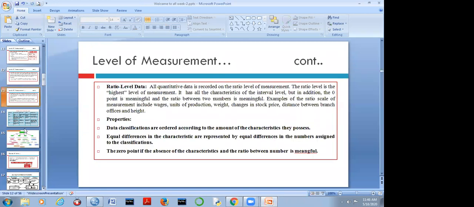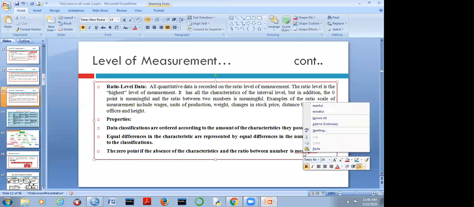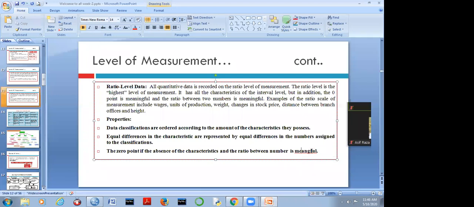Now ratio level data. Ratio पढ़ते ना, ratio analysis बहुत सालों में पढ़ा होगा ratio. ठीक है, रेशियो एनालिसिस ये है आपका मीनिंगफुल. ठीक है. रेशियो एनालिसिस, रेशियो द डेटा शुड बी इन अ रेशियो. ठीक है, कुछ भी मतलब रेशियो में आया, फ्रैक्शन में आ गया, रेशियो इज फ्रैक्शन. The quantitative data is recorded on a ratio level measurement. The ratio level is the highest level of measurement.